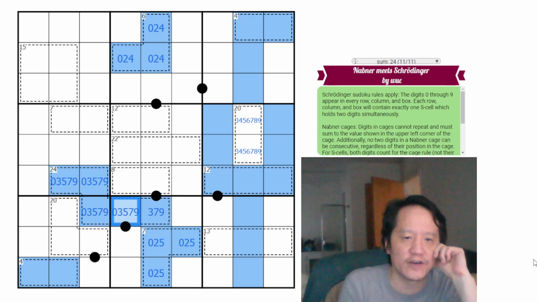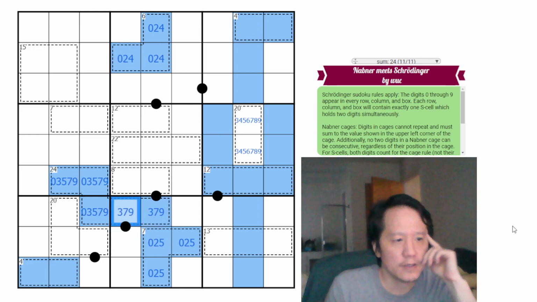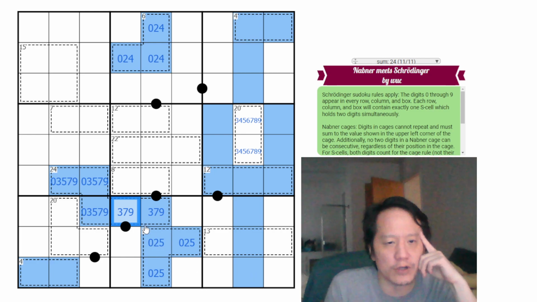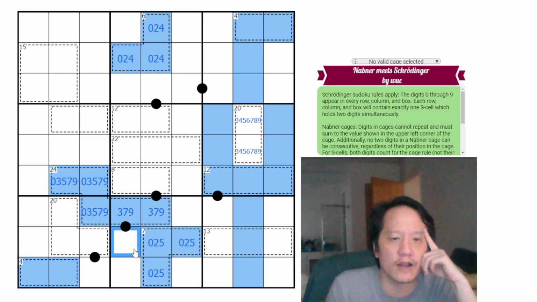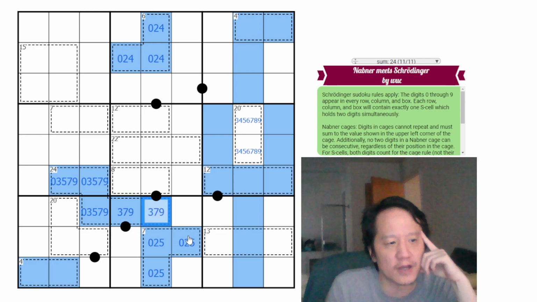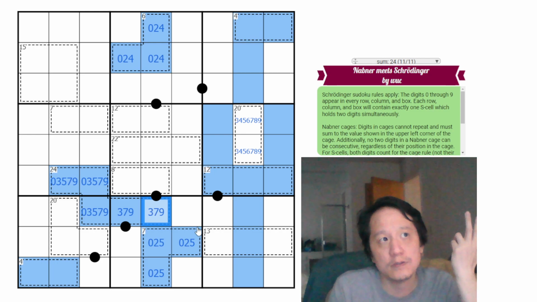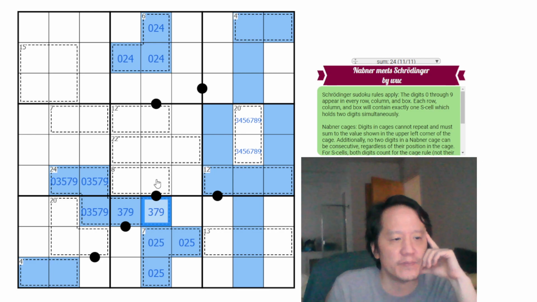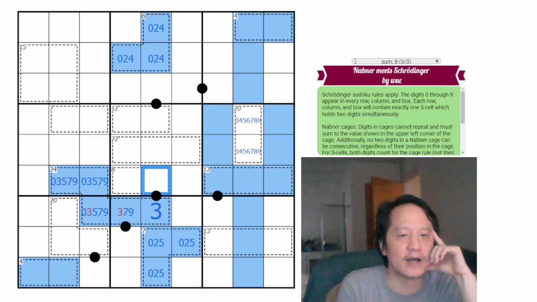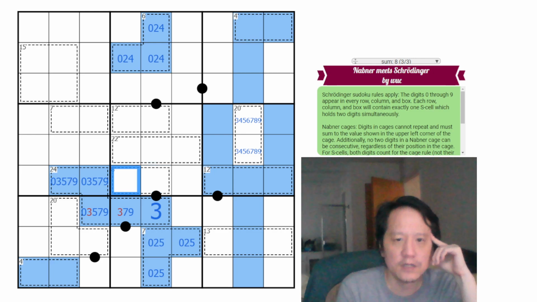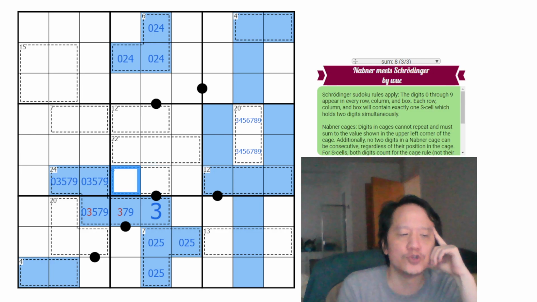Now we know 0 and 5 cannot be here. None of them are Schrödinger, so it could be 3, 7, or 9. This is also 3, 7, or 9. But it cannot be 7 and 9, right? Because this would have to be double, and 3, 7, and 9, none of them are double of anything, digit-wise. So this would have to be 3. This would have to be a value of 6. And this would have to be a value of 2.